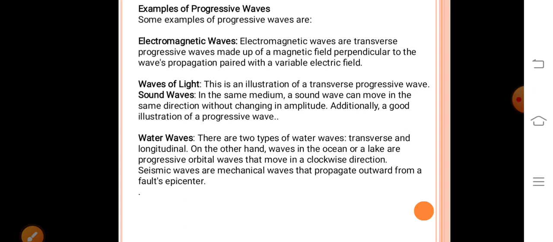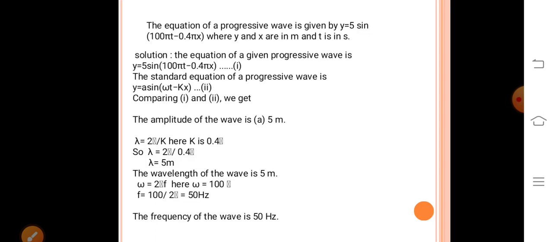Next is the water waves. Here are two types of water waves: transverse waves and longitudinal waves. On the other hand, waves in the ocean or lake are the orbital waves that move in a clockwise direction. And also the seismic waves are the mechanical waves that propagate outward from a fault epicenter.